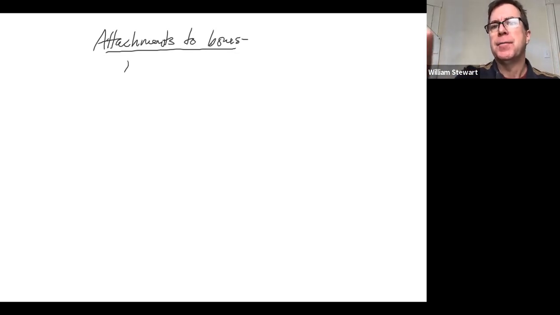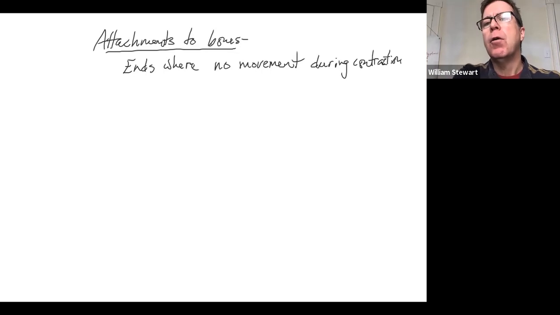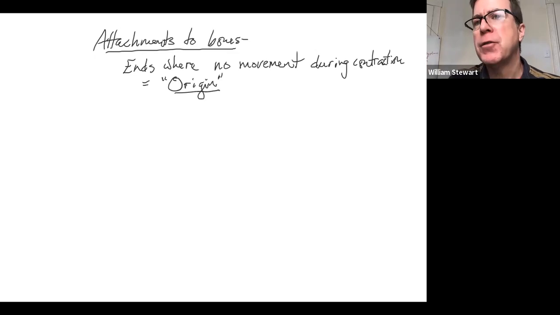So the end or ends where there is no movement when the muscle contracts. So I'm just going to write end where there's no movement during contraction. We call that end the muscle's origin. So the origin is the point of attachment to a bone where, when the muscle contracts, there is no movement.